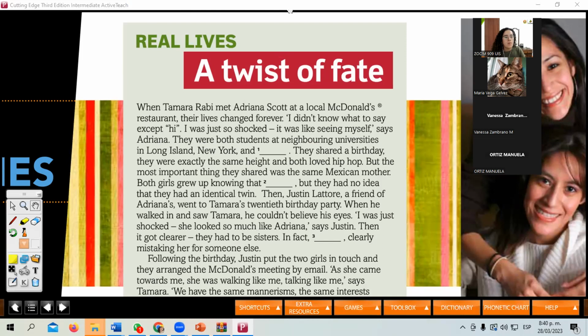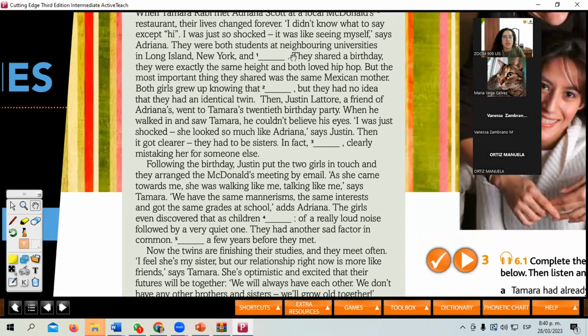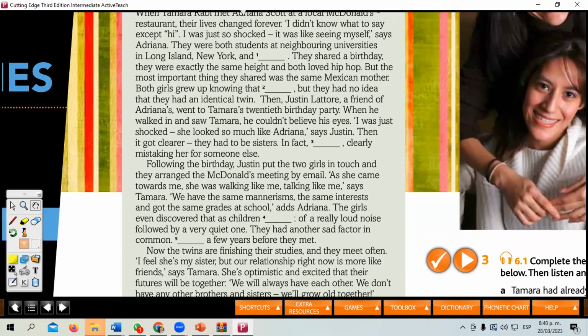And please continue, Mandy. They shared a birthday. They were exactly the same age and both loved it up. But the most important thing they shared was the same Mexican mother. Both girls grew up knowing that. But they have no idea that they have an identical twin. Please continue, Marlon.